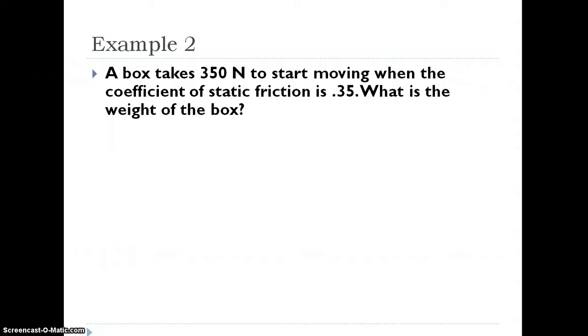Could you do these on a ramp? Absolutely. Will we? Probably not. We might save that for AP Physics to work out. But you could. It's just not something we're going to take the time for.